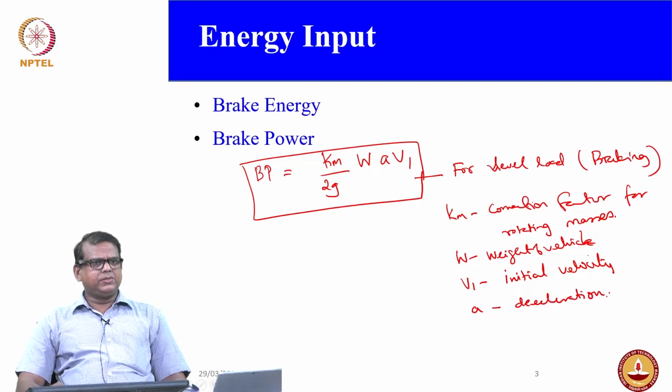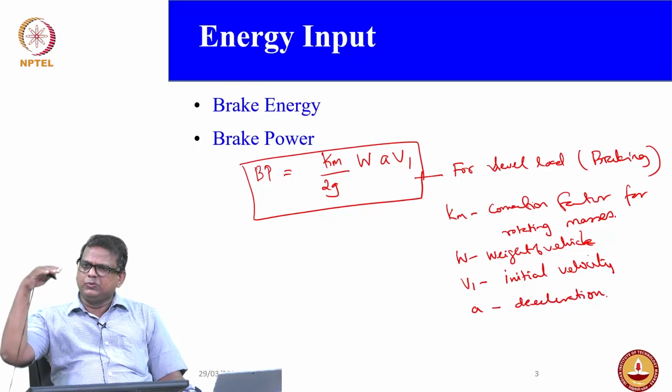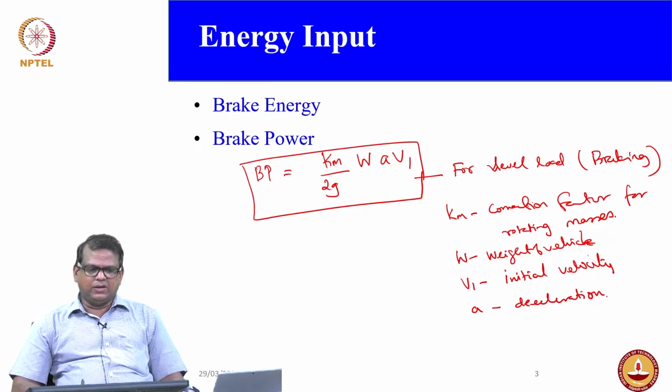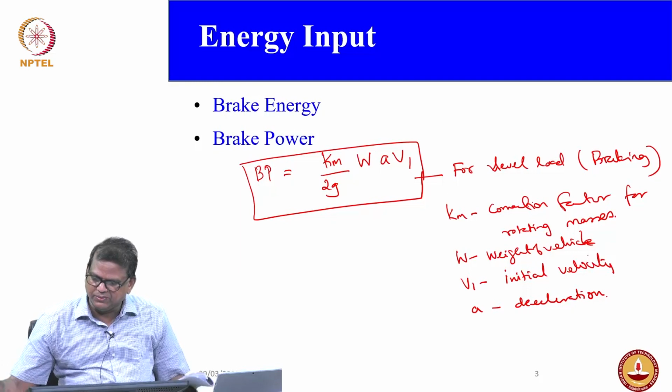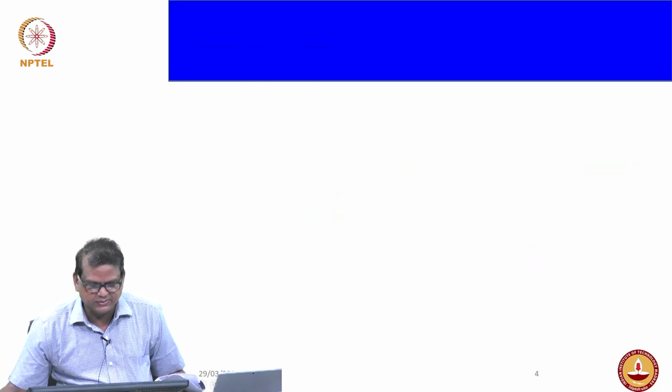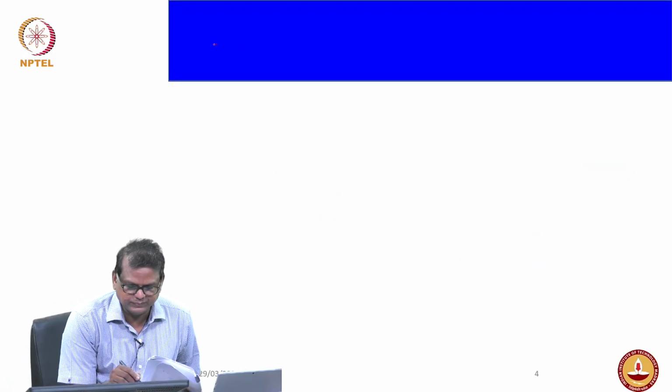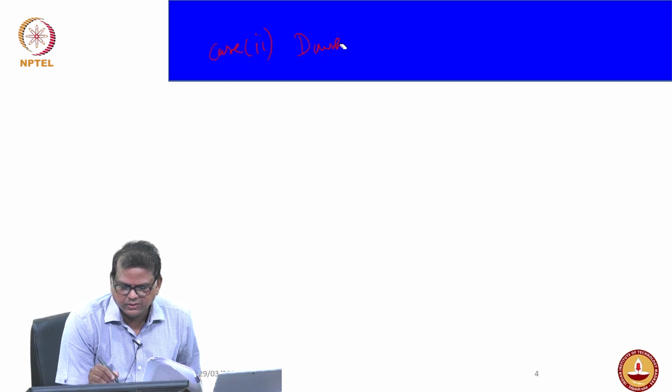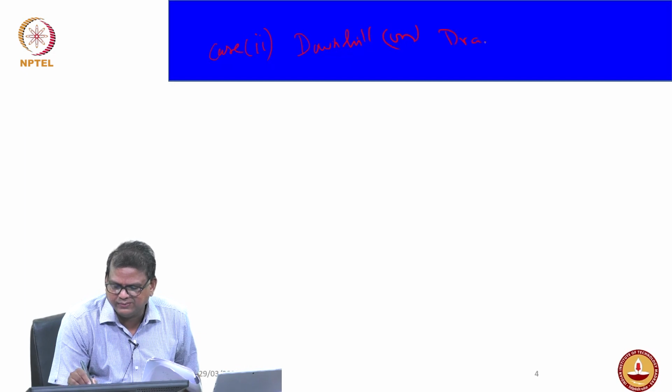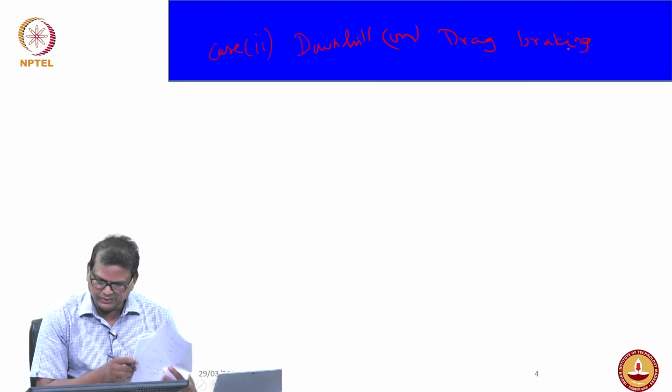Now the question is, what happens when the vehicle moves downhill? How would the brake energy be? That is what we are going to discuss as a second case, case 2: downhill, or what you call drag braking, or continued braking.